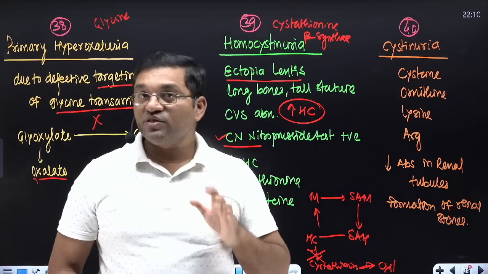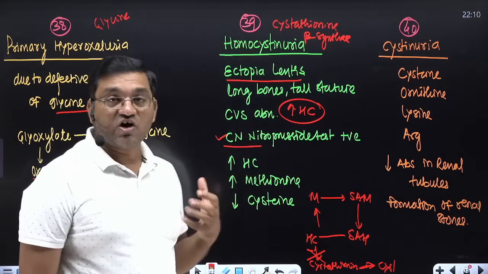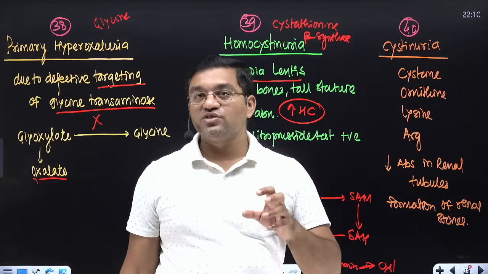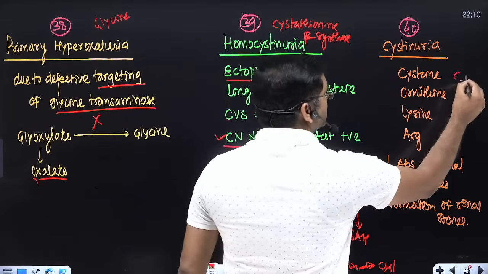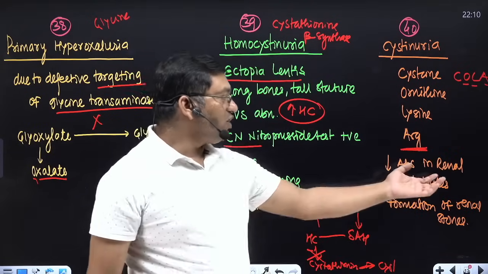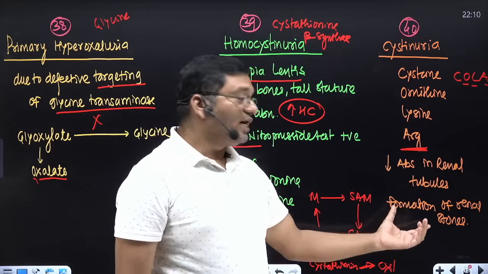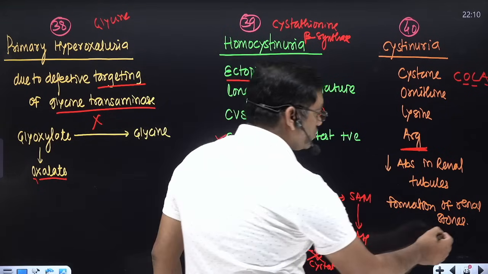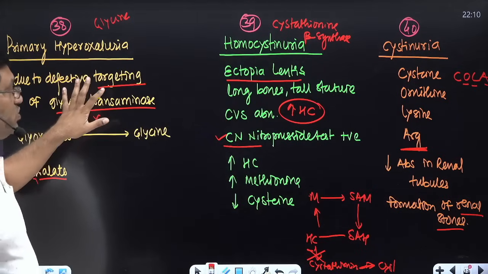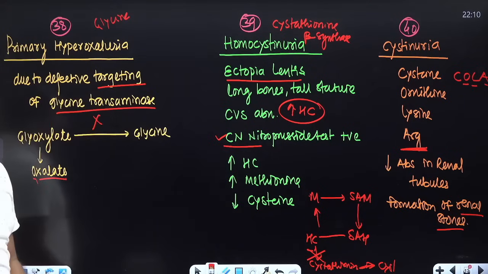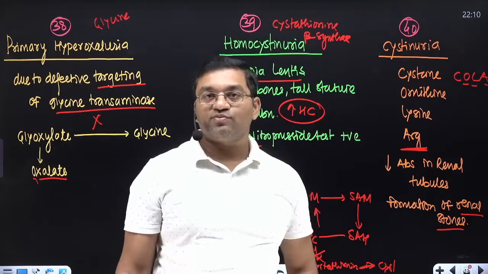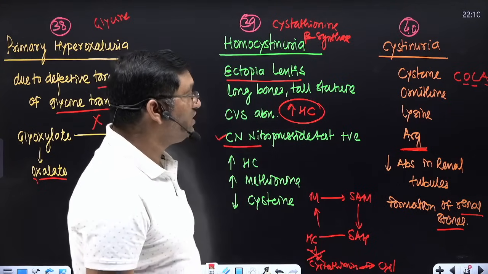Ectopia lentis and Marfan syndrome like feature, tall stature, arachnodactyly. These are the features of homocystinuria. Then in cystinuria, there is excretion of cystine, ornithine, lysine, and arginine, COLA, in the urine because of defective absorption of these amino acids in the renal tubule, and it has tendency to form the renal stones. This is cystinuria. Okay. So primary hyperoxaluria, glycine metabolism defect, that is defective targeting of the glycine transaminase; homocystinuria, cystathionine beta synthase; and cystinuria, defective absorption of the COLA, cystine, ornithine, lysine, arginine.